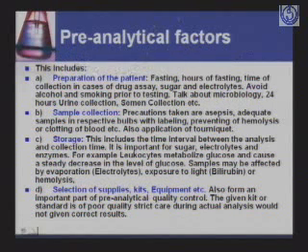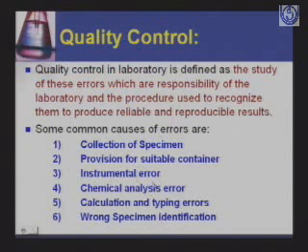Now, these are a few of our pre-analytical factors, which include the preparation of the patients. Errors might happen in the sample collection, and in the storage, that is, before transportation when you need to store somewhere. Then there is the collection of the supplies, kits and equipment that come to your laboratory and are used as your consumable items. During your processing, we need thorough quality control procedures. Quality control in the laboratory is defined as the study of those errors which are the responsibility of the laboratory, and the procedures used to recognize them to produce reliable and reproducible results.